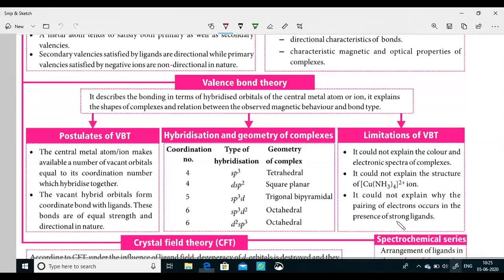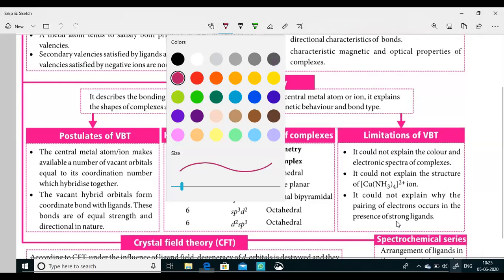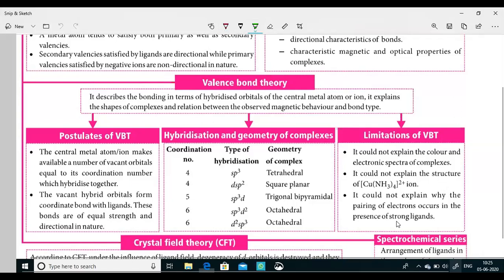Okay, let us see the postulates of valence bond theory. First of all, before going to the postulates, what does it describe? It describes the bonding in terms of hybridized orbitals. Valence bond theory explains the bonding in the complexes in terms of hybridized orbitals of the central metal atom.